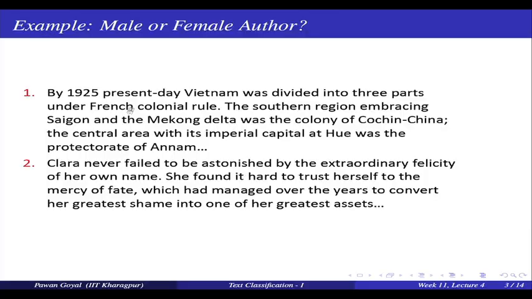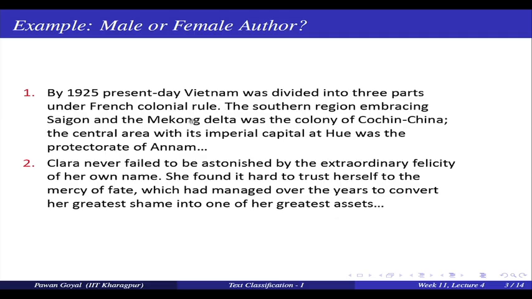Now, why do you want to treat it as a classification problem? You will say that authors from a particular demographic will have certain traits. They will have a particular style of writing. So can I try to see, given a text, what style of writing it matches, and match it to the corresponding class. Here, for example, there are two pieces of text, and the problem is whether this is a male author or a female author.